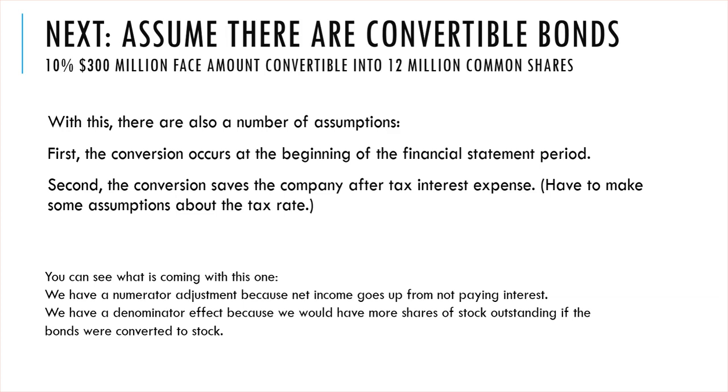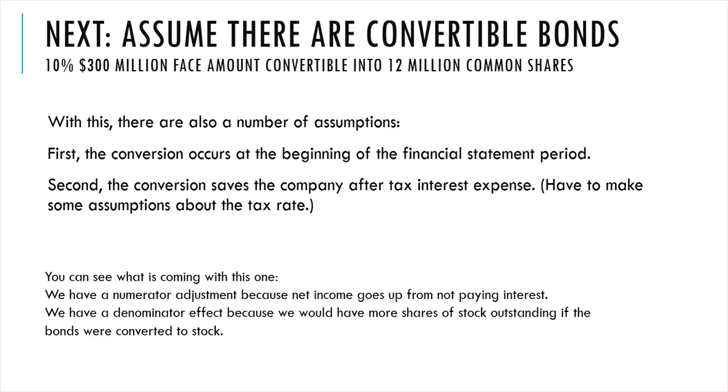If you have convertible bonds, this is an interesting thing. You're going to have a numerator adjustment because net income will go up from not paying interest. This is after tax. Okay, this is after tax. And then you have a denominator effect also because you're going to have 12 million more shares outstanding. So with this one, the denominator is definitely going up. It's not going down in any way. And the interest is on the top.